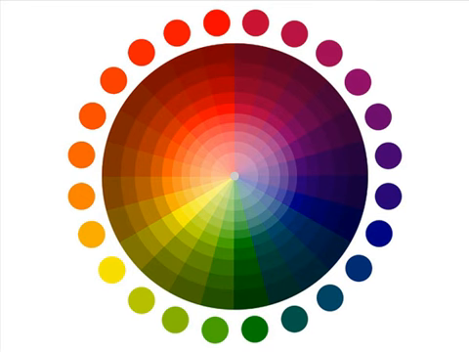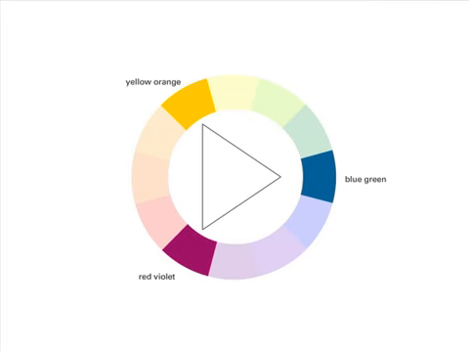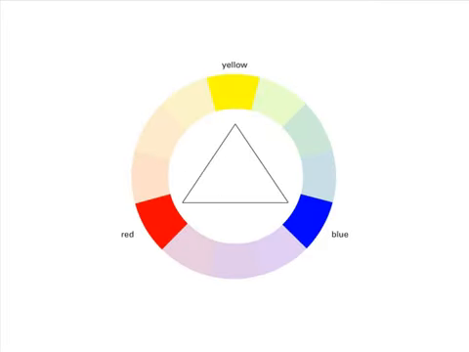Let's look at how to use geometric shapes and the color wheel to create harmonies. An equilateral triangle has sides of the same length and can be rotated around the interior of the circle to form triads of color. The primary triad of red, yellow, and blue is the most basic, but there are plenty of others to choose from.